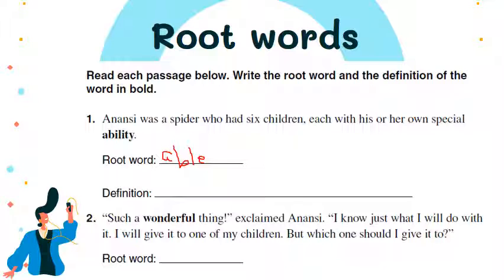Number 2. "Such a wonderful thing," exclaimed Anansi. "I know just what I will do with it. I will give it to one of my children, but which one should I give it to?" So, what's the root word of wonderful? Wonderful. Okay, it comes from wonder, something that is amazing. Wonderful comes from wonder, from amaze. So the root word of wonderful is wonder. Okay?